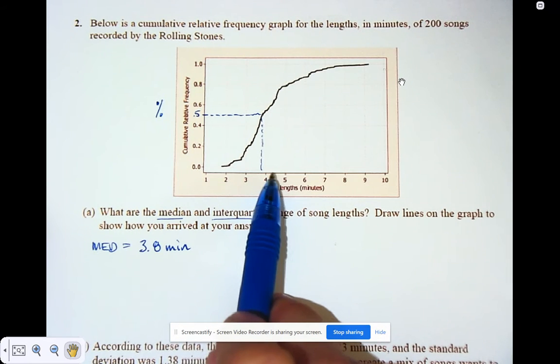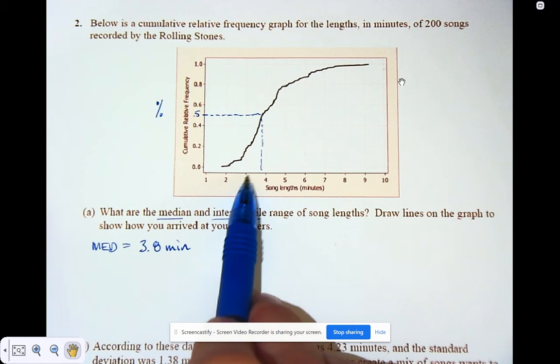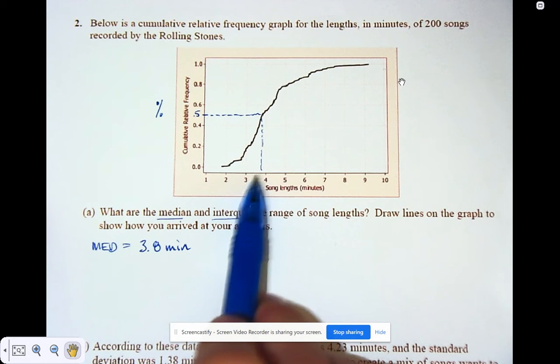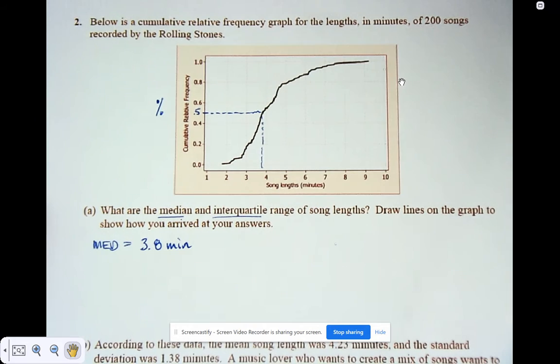If you write down over 4, that would be incorrect. If you wrote down 3, that would be incorrect. This is clearly over 3.5. So anywhere between 3.5 and 4, I would accept.